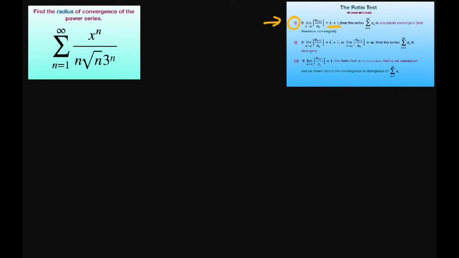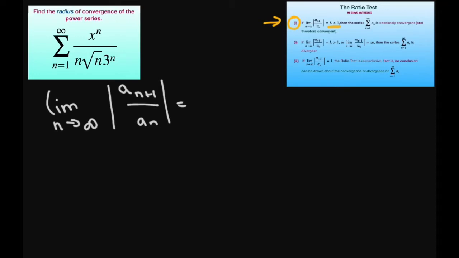So I'm going to write this out. I know you can't see it very well, so let's write this out. The limit as n approaches infinity, or gets larger and larger, of the absolute value of a sub n plus 1 divided by a sub n.